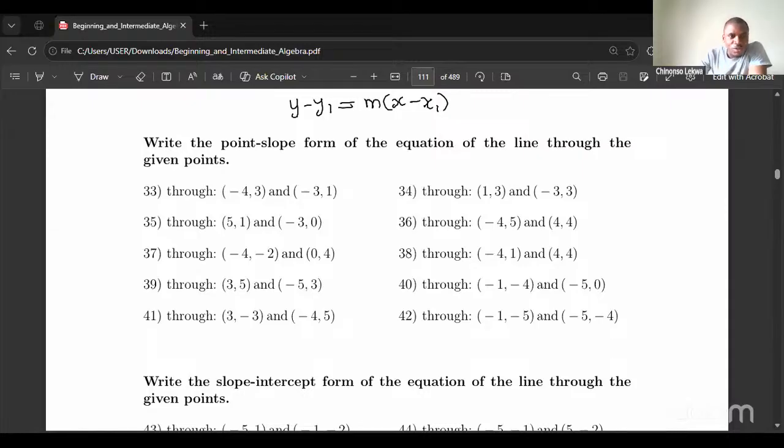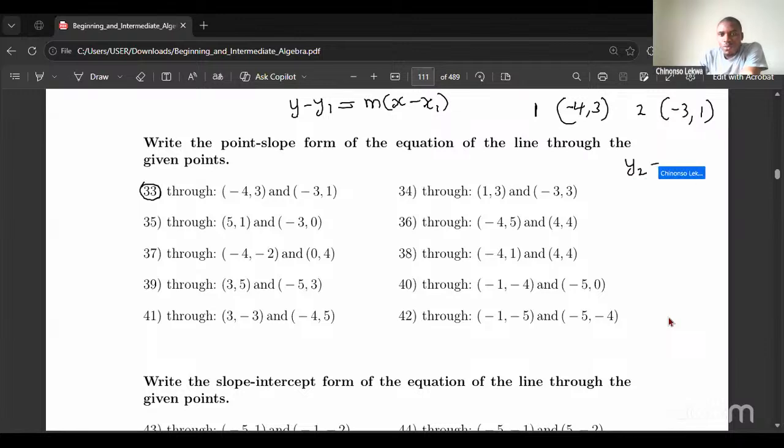So I'm going to solve question 33. In question 33, we are given the coordinates of 2 points. We have (-4, 3), that is our point 1, and our point 2 is (-3, 1). In getting the slope, recall that the formula for slope is m equals (y2 minus y1) all over (x2 minus x1). So we want to get the slope. Our y2 here is 1, and our y1 is 3. So we can go on to substitute accordingly.